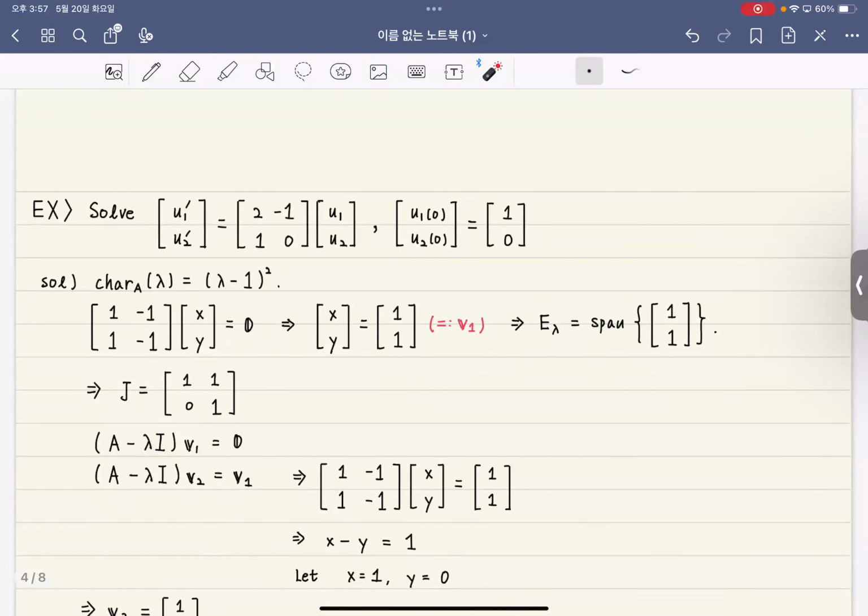what I want to do is find the Jordan basis of this guy. And how do you find the Jordan basis? You are supposed to solve the sequence of vector equations.